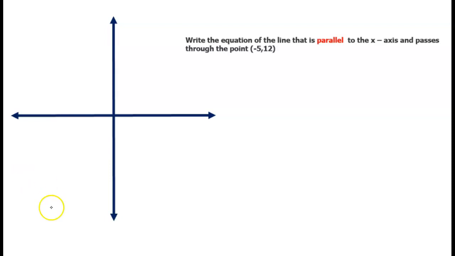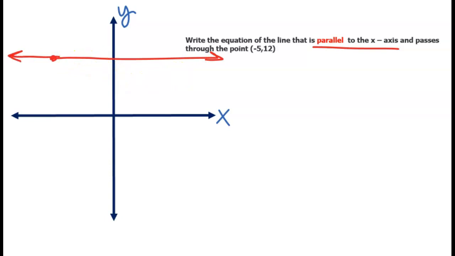Again, on your notes, make your x and y axis. What's parallel to the x-axis going to look like? Would this line be parallel to the x-axis? And if it's parallel to the x-axis, what did it cross? And so its equation will be y equals, because you get the equation from what it crosses. Which one of those is a y number?